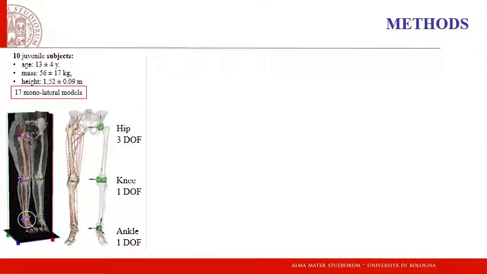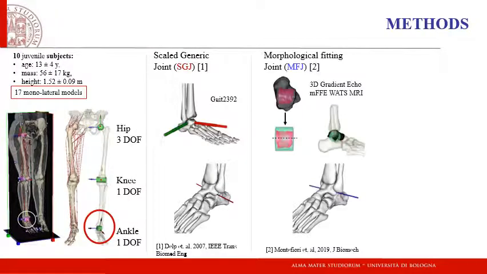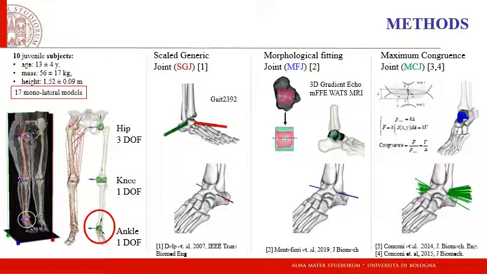We built personalized musculoskeletal models starting from an MRI representation of the subject for 17 monolateral legs, and then we modeled the ankle with 3 different models: a scaled generic one, one fitting the morphological anatomy of the ankle, and another one with a floating axis maximizing joint congruence through the ankle motion.